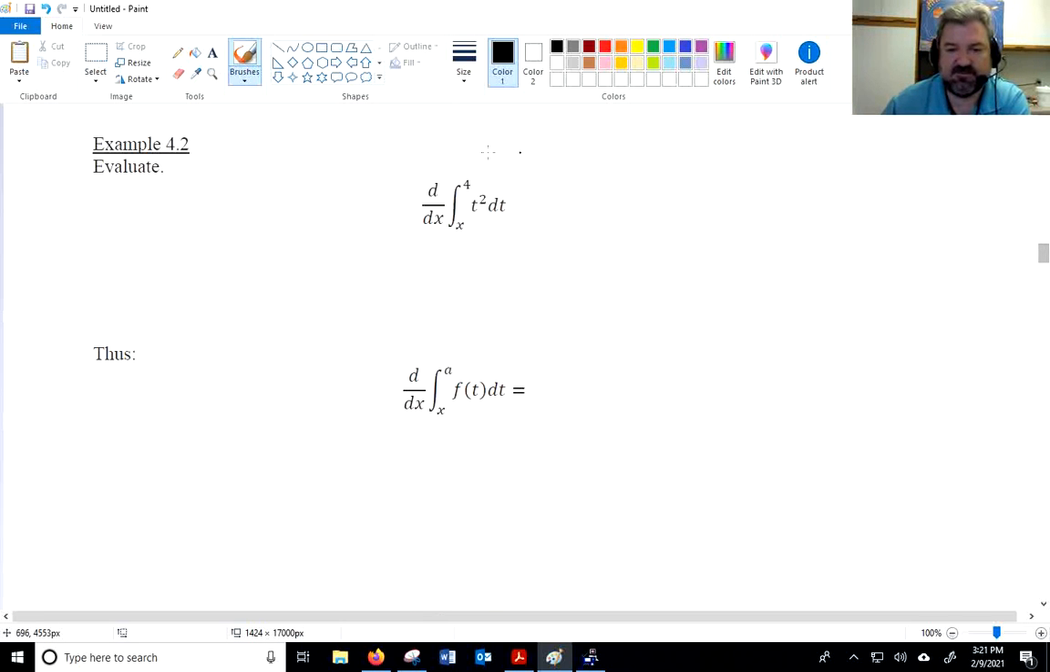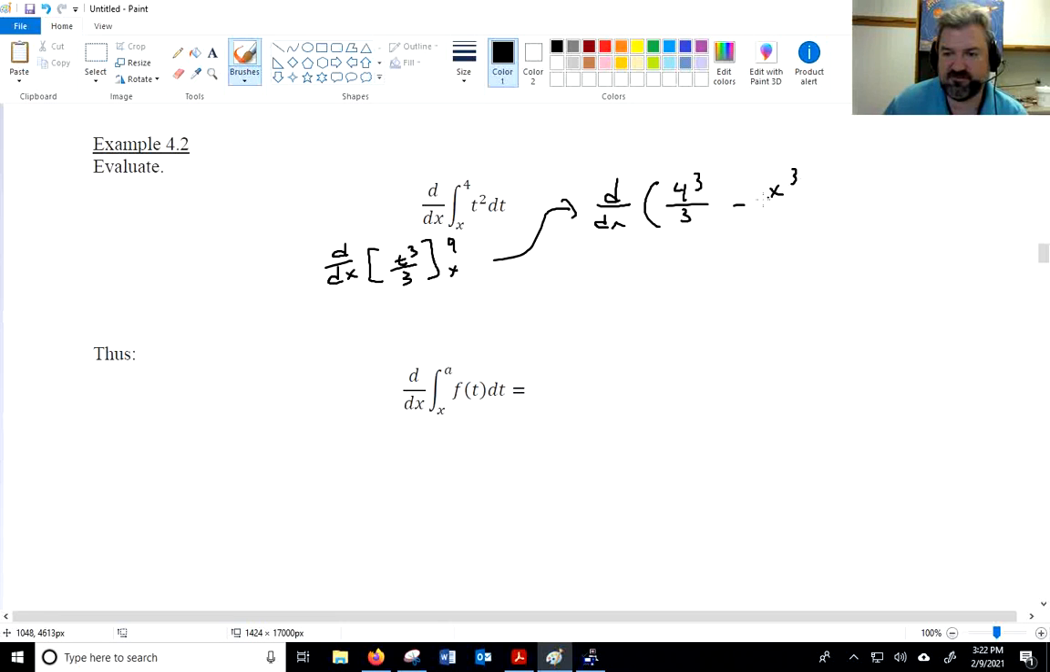All right, let's try this one. Let's evaluate the derivative with respect to x of the integral from x to 4 of t squared. There's a couple different ways I could say what this becomes. Instead of using the theorem we just discussed, let's go back and integrate again. So we could say this is the derivative with respect to x of t cubed over 3, and we're going to go from x to 4 this time. What happens there? The derivative with respect to x, and I get 4 cubed over 3 minus x cubed over 3. Well, the derivative of this is just 0, and then this becomes negative.